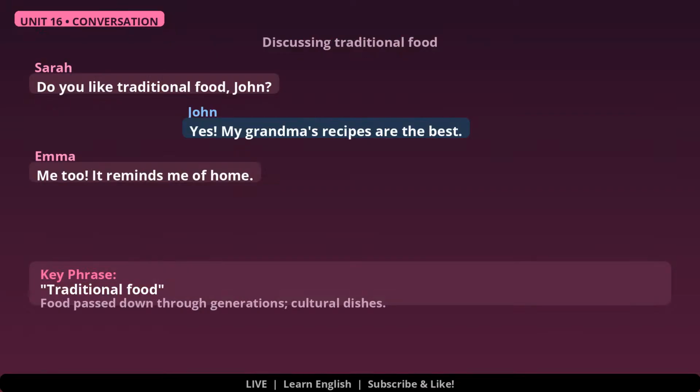Conversation time. Situation, discussing traditional food. Sarah says, do you like traditional food, John? John says, yes. My grandma's recipes are the best. Emma says, me too. It reminds me of home.